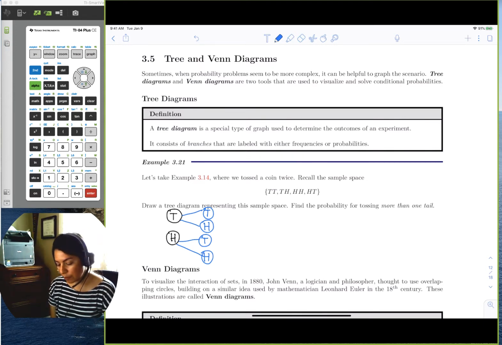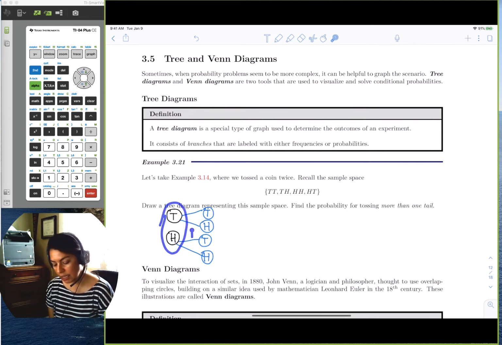Now, if I flipped it a second time, here's the first toss, I did a tails or a heads. The second toss I can get a tails or a heads on each one, right? So if I did a tails first, I could have a tails next or heads next, which are the first two in the sample space. If I tossed a heads first, then I still have the option of getting a tails or a heads. That's the last two in the sample space.